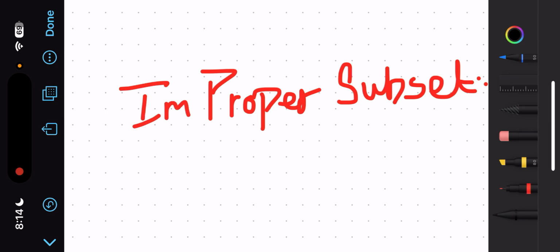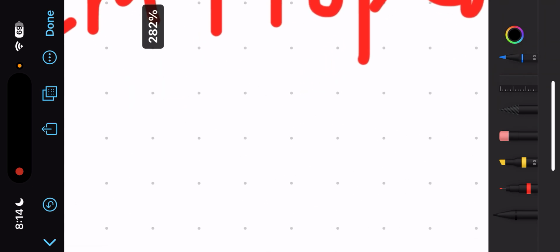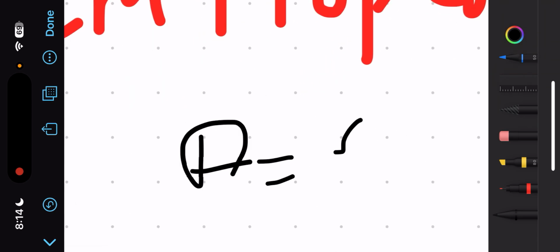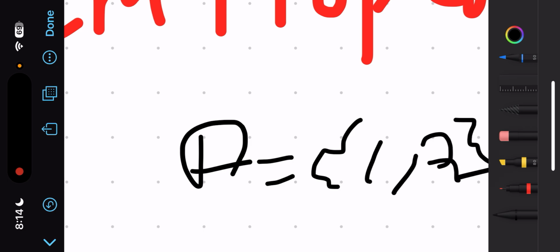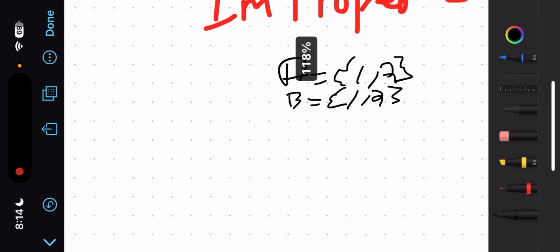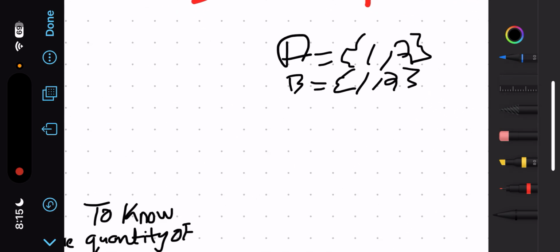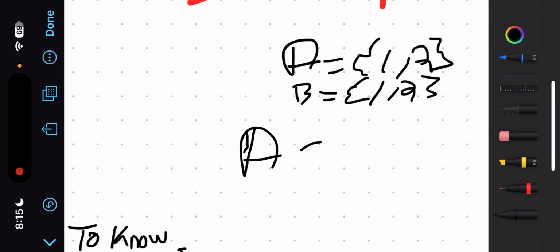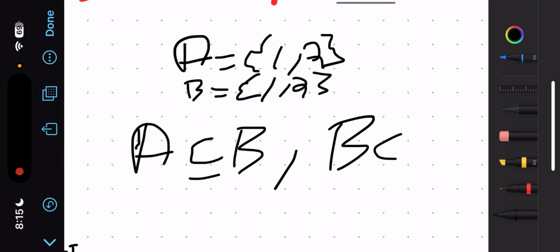Now we will learn improper subset. For example, if the sets A and B are equal. A equals {1, 2} and B equals {1, 2}. If these both sets are equal with each other, then A is a subset of B and B is a subset of A. So this is known as an improper subset.